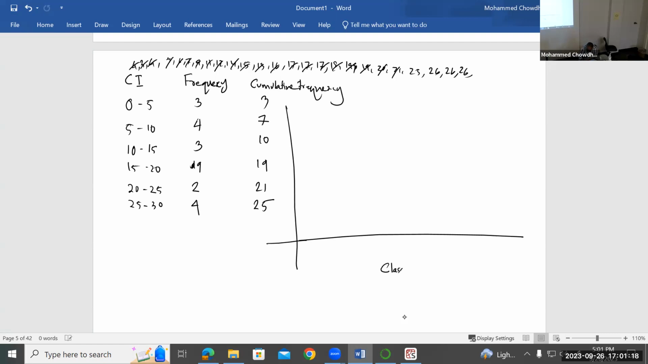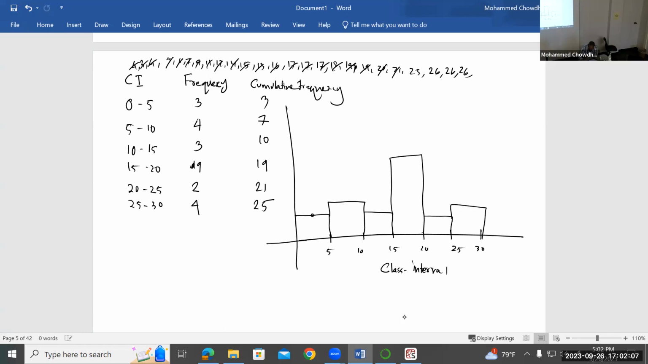Here we want to put the class interval: 0 to 5, 10, 15, 20, 25, 30. So 0 to 5, how many? 3. So I want to put here 3. 5 to 10, how many? 4. I want to put here 4. 10 to 15, how many? 3. I want to put here 3. And then 15 to 20, how many? 9. I got this. 20 to 25 equal to how many? 2. 25 to 30, how many? 4. Okay. So now this is called the histogram.